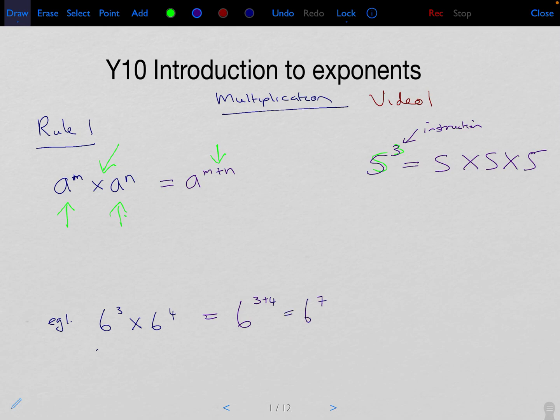You can see it is because 6 to the 3 means 6 times 6 times 6. Then we've got another times sign, and then 6 to the 4 means 6 times 6 times 6 times 6. So obviously there's 7 of them. So you don't need to use the rule for this. You can picture this in your mind and you can work it out, and that's absolutely perfect. But you do need to understand that the rule is working. Okay, you're not going to say 6 to the 12.